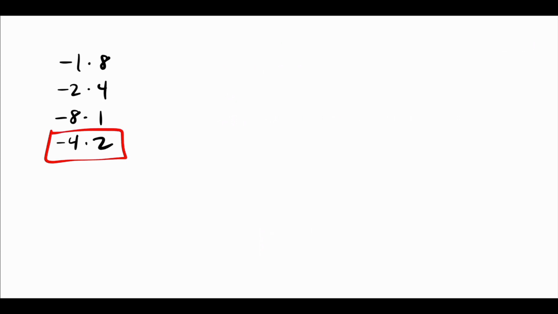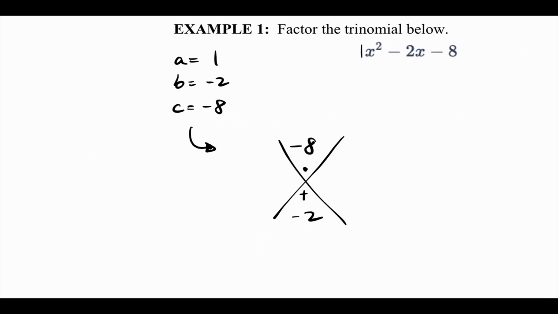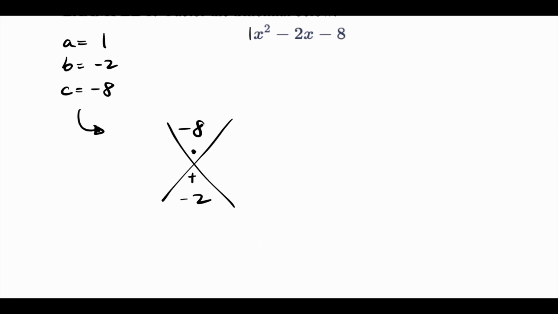That guy right there, right? So that's the guy we want. These are all factors. Things that multiply are called factors. Okay, so we're going to go back over here, and I'm going to put a negative 4 and a positive 2.